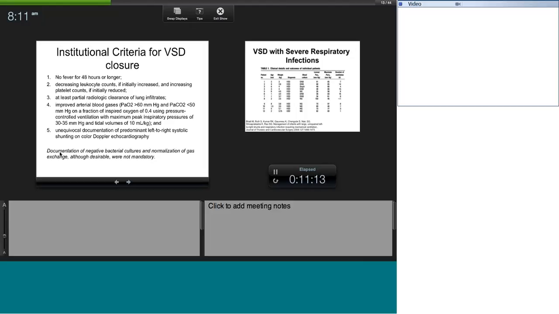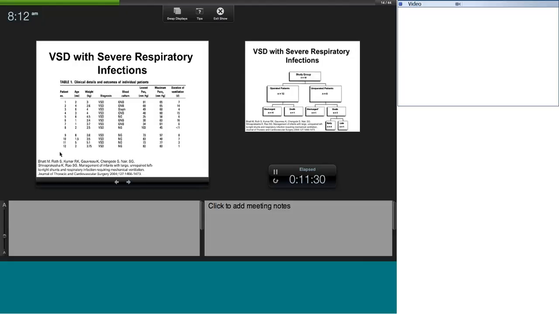So we made up these criteria, the first 13 patients that we did. We did not mandate documentation of negative blood cultures, normalization of gas exchange. They were desirable but not mandated. So we went ahead and described our first series. This was published in JTCVS. And in some ways, I think it's a very important paper, because again, it addressed a problem that was common, but that was never looked at systematically.